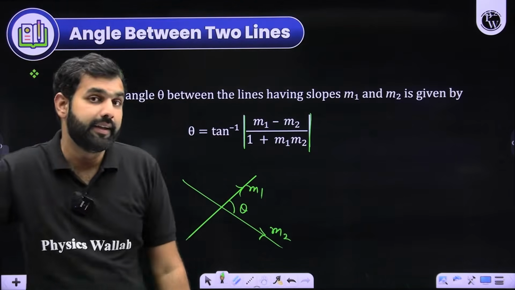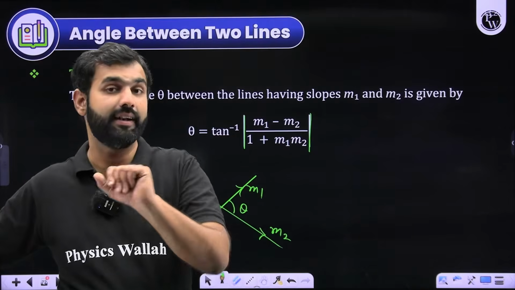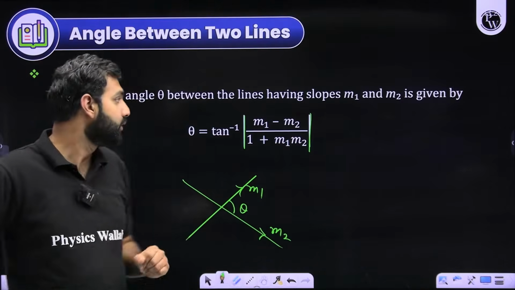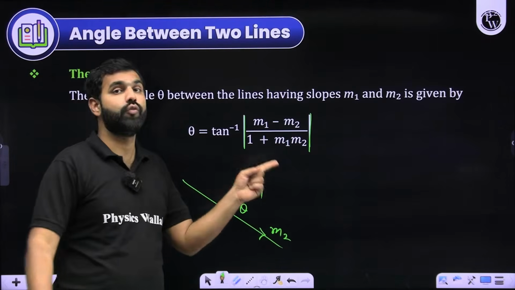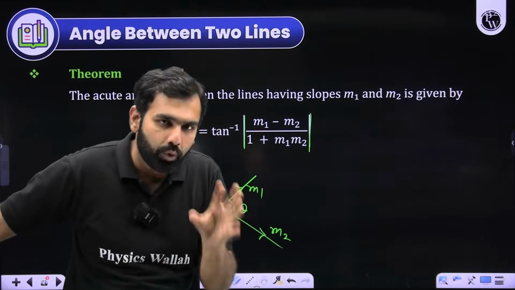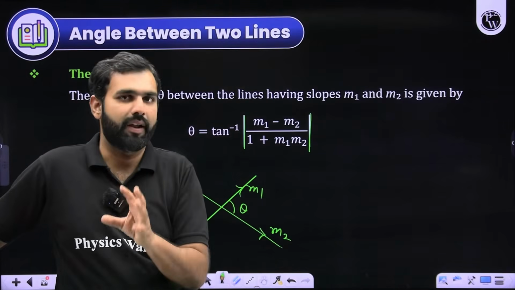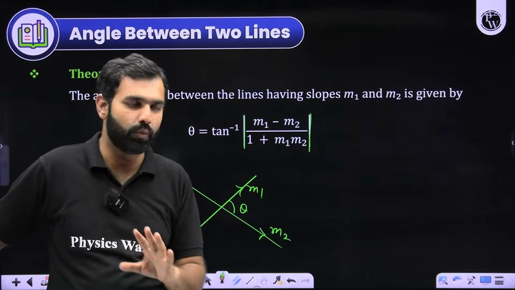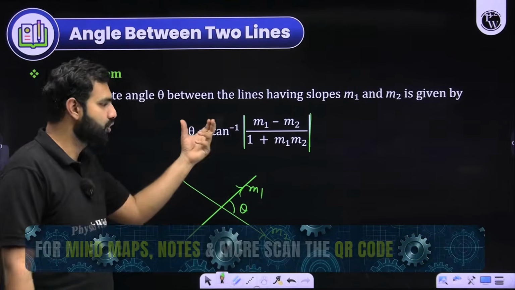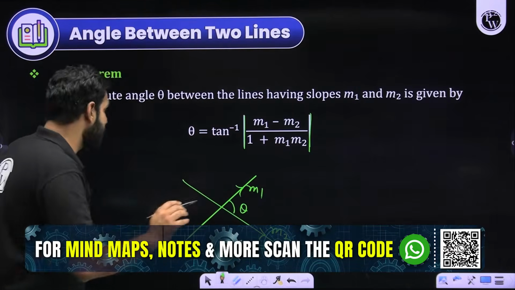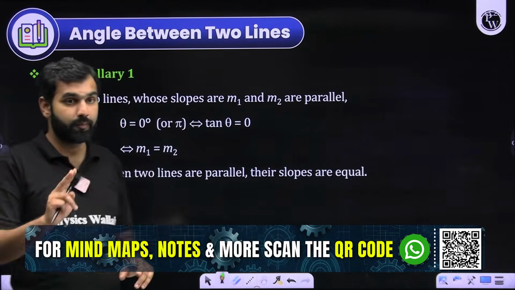For acute angle, tan theta is positive. Between 0 to 90, tan theta is positive. I hope you remember that. So that's why we are putting a mod over it. The proof you can recall from the chapter inverse trigonometric function. That's a very standard and a basic proof. My conclusion here is that you should remember this formula. And from this formula, you derive two more conclusions.